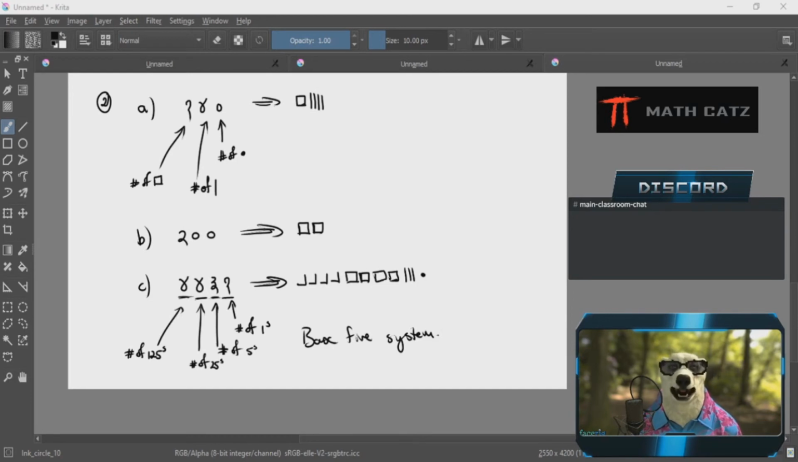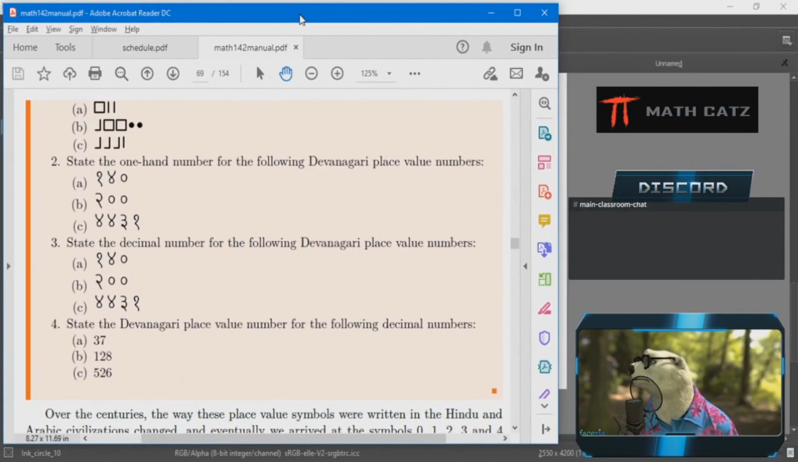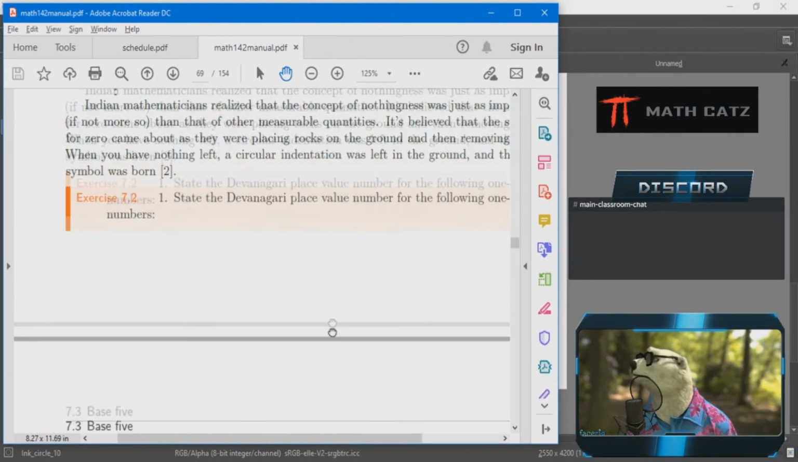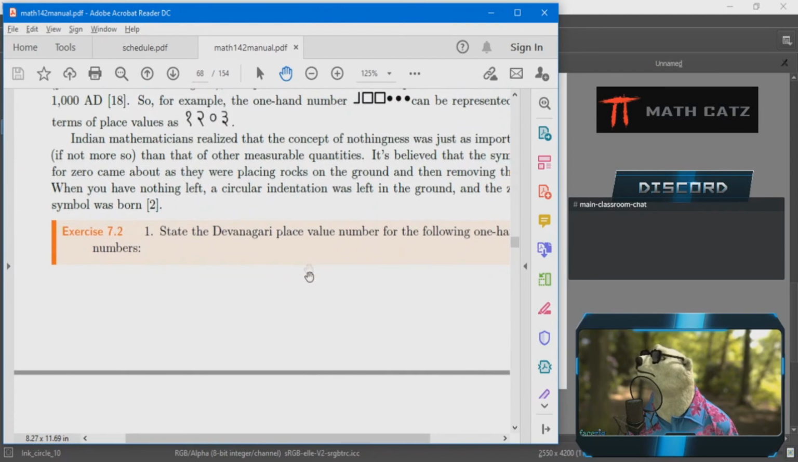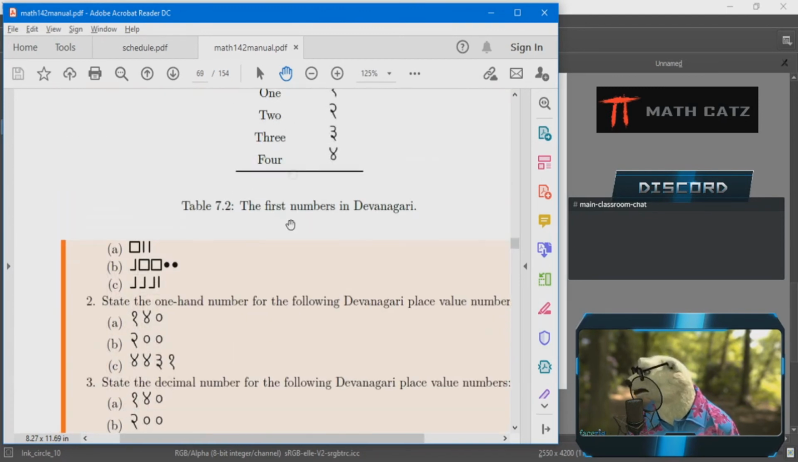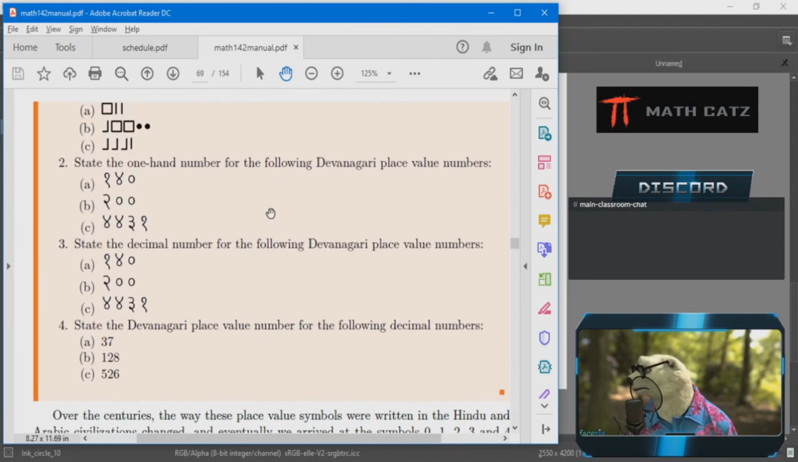So now when we look at our example 7.2, we've done number 1 and 2, going from the old original one-hand system to the, comparatively speaking, much more modern Devanagari base 5 place value version of the same underlying system.